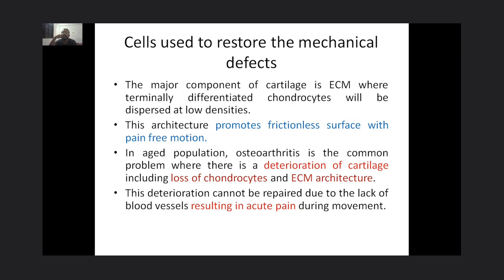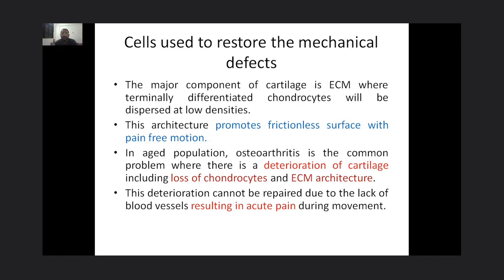So cells used to restore the defects, one by one we will see. First, cells used to restore the mechanical defects. That means a major component of cartilage is what? Extracellular matrix, or you can simply call it ECM. Here terminally differentiated chondrocytes will be dispersed at lower densities. In this particular cartilage, the chondrocytes are the cells which will be dispersed at lower densities in the ECM.